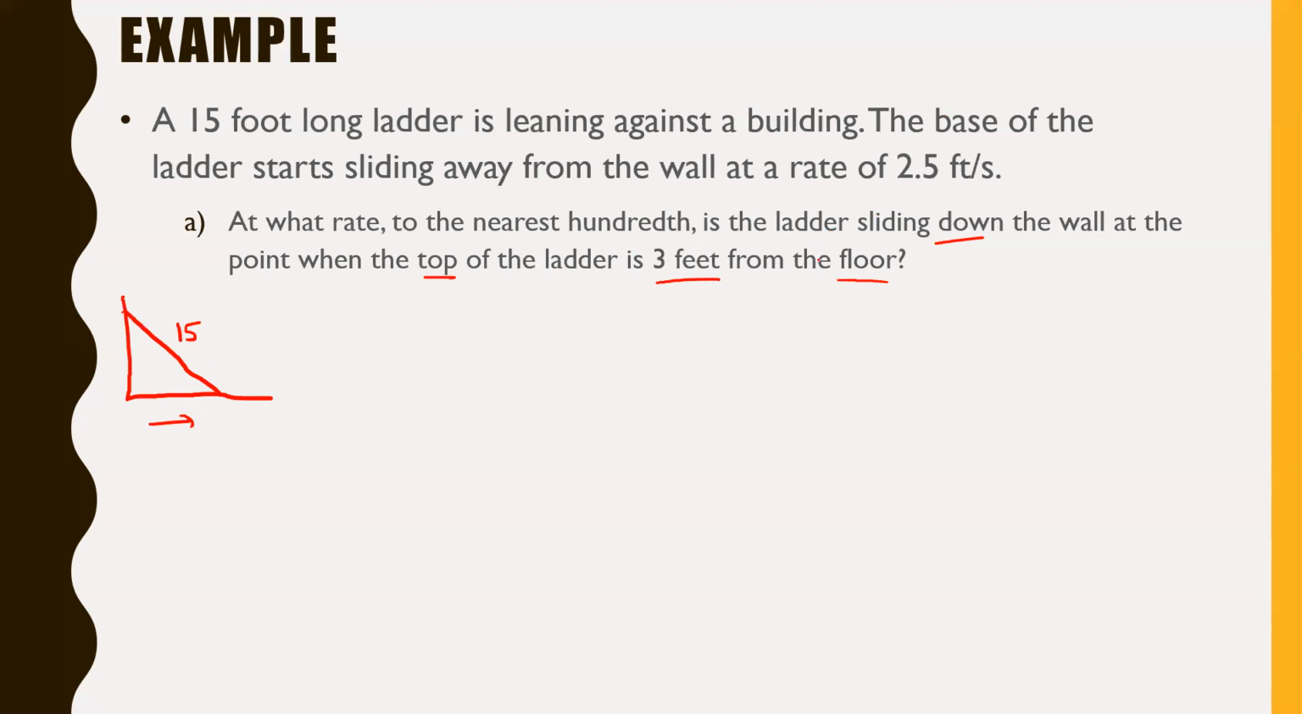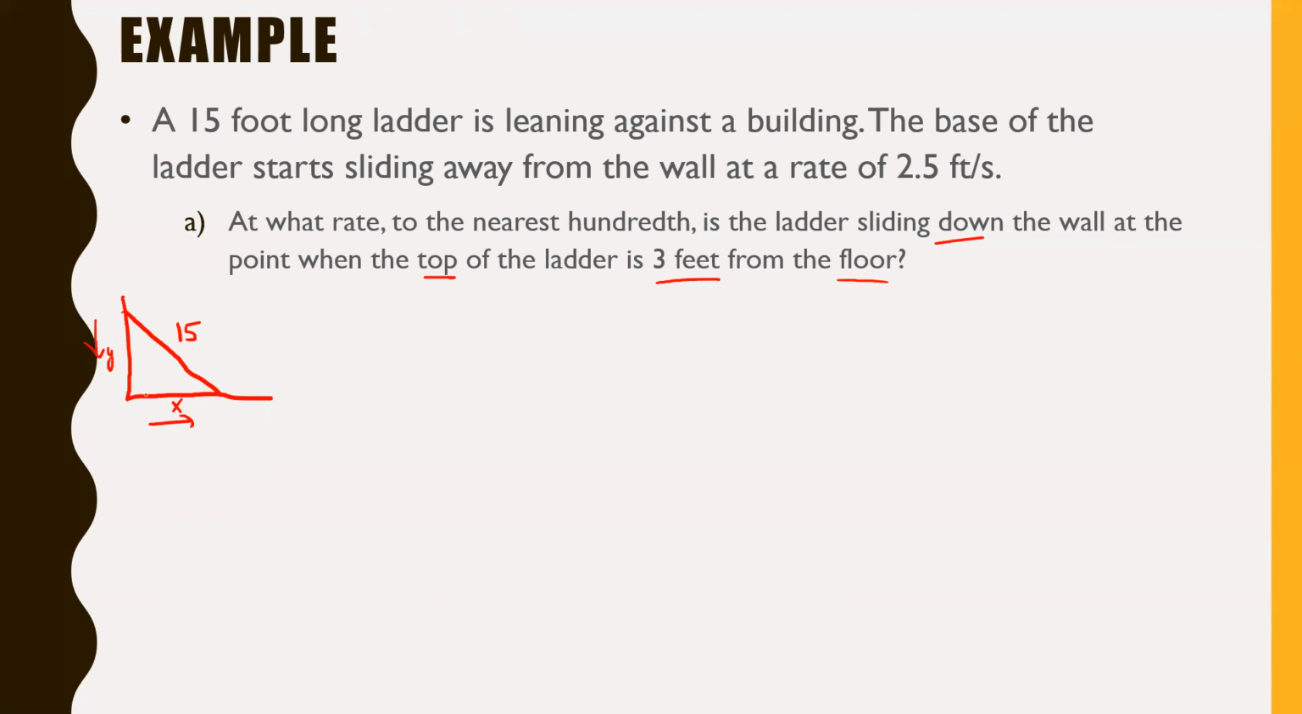I was just double checking that I was reading that correctly. Yes, the base of the ladder is sliding away from the wall at a rate of 2.5 feet per second. So logically, if the base of the ladder is sliding away from the wall, this side right here, this x coordinate, we could say, is getting bigger. Whereas our vertical height of our ladder, we'll call it the y coordinate, is going to be getting smaller because it's going down the wall here.